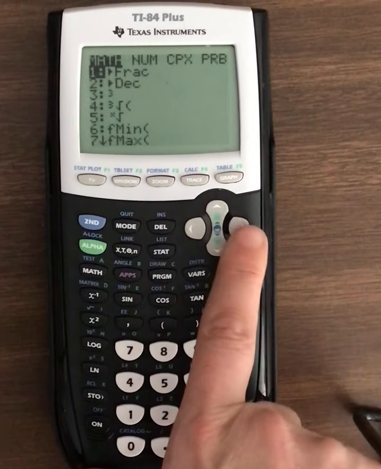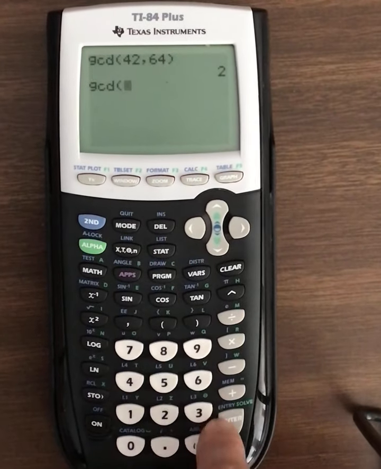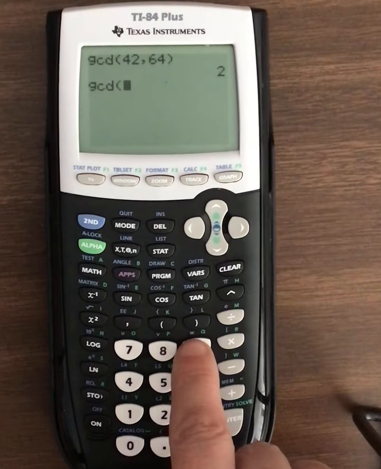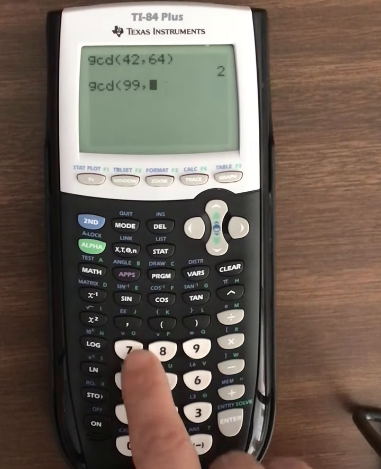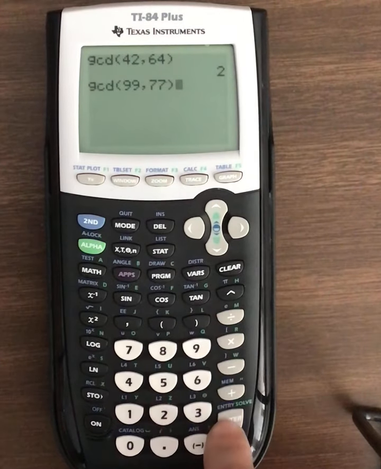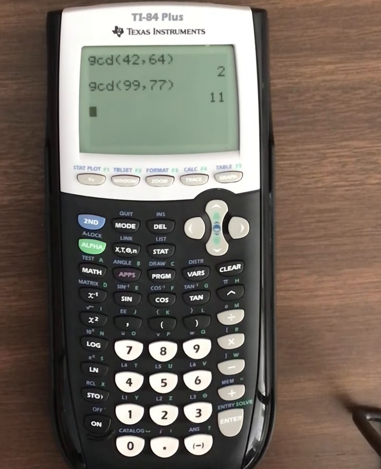Again, math, over to numbers, to number 9. Put in your numbers. So maybe we're doing 99 and 77. Hopefully you knew what that would be. It would be 11. So it will only do two at a time.